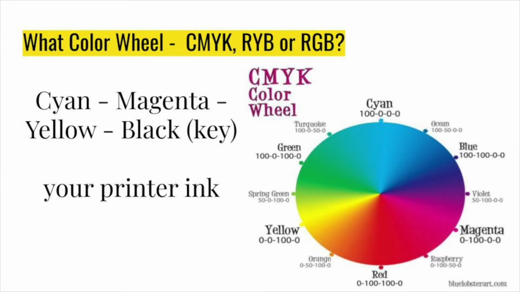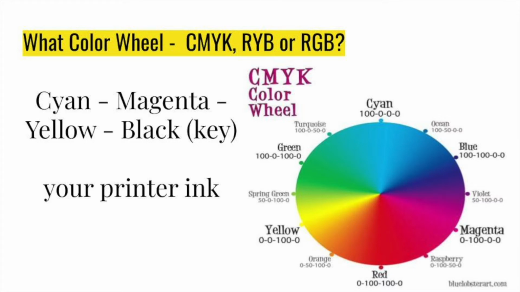So the next color wheel we're going to talk about is the CMYK. If you picked this color wheel, you're wrong again. This is not the one we are going to be using with paint, but this is the color wheel used for printer ink. So the CMYK stands for cyan, which is a type of blue, magenta, which is a type of red, and yellow, which is yellow.